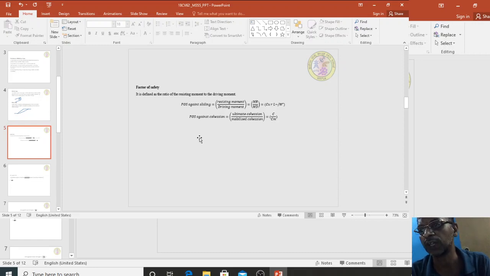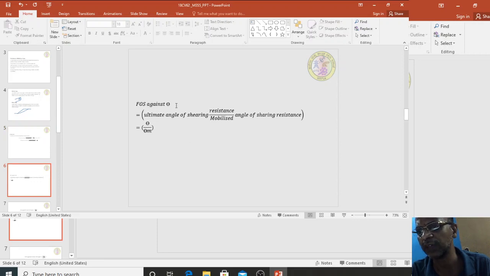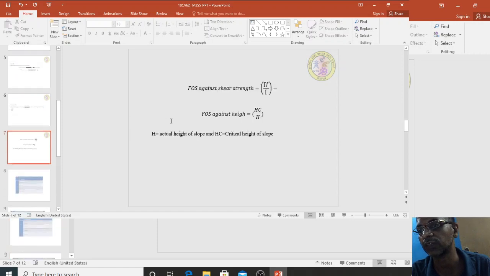What is meant by factor of safety? It is the ratio of the resisting moment to the driving moment. Various definitions have been put forward to explain the factor of safety. One is based on cohesion: ultimate cohesion divided by mobilized cohesion, that is C divided by Cm. Similarly, in terms of angle of internal friction, ultimate angle of shearing resistance divided by mobilized angle of shearing resistance, phi divided by phi m, will also give factor of safety.